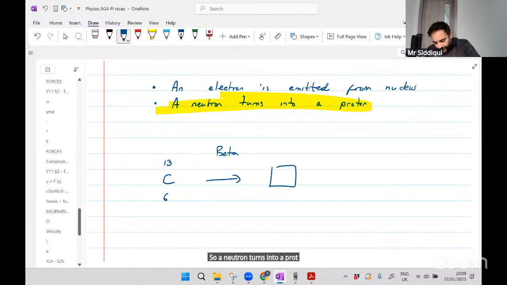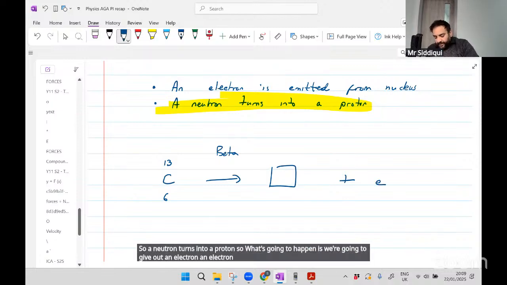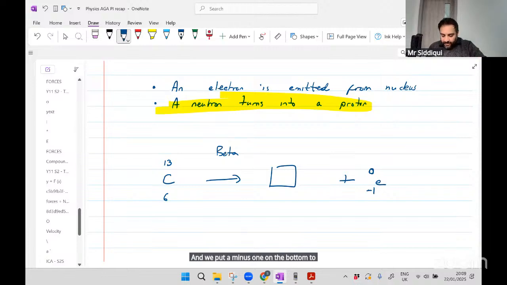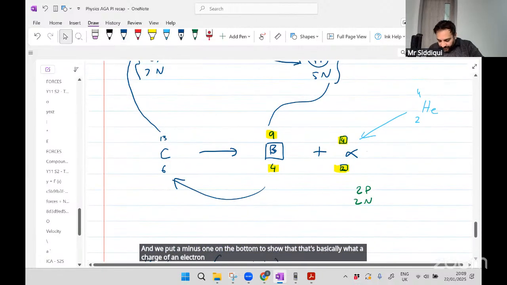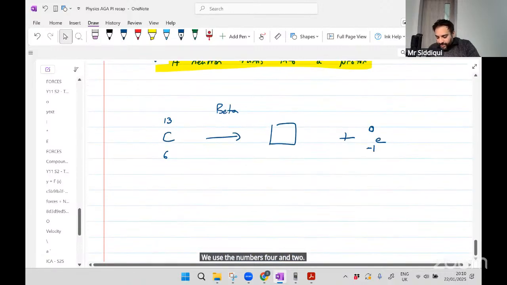So what's going to happen is we're going to give out an electron. An electron, we always write like this. We put zero on the top because electrons have basically got zero mass, and we put a -1 on the bottom to show the charge of an electron. So for alpha, we use the numbers 4 and 2. For beta, we use the numbers 0 and -1.